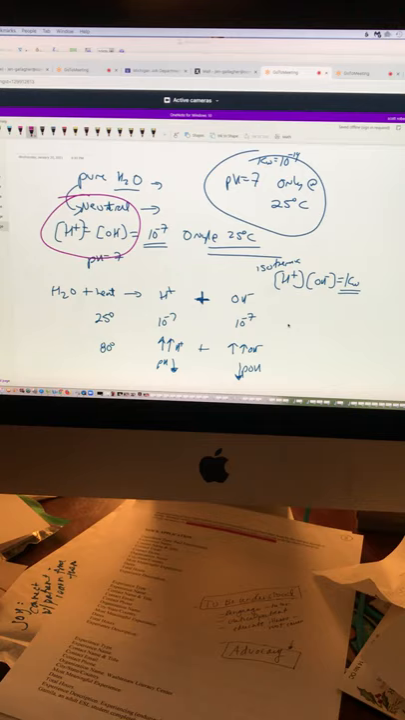Listen, pH 7 was neutral. When you heated it up to 80 degrees, did your H+ go up or down? It went up. So your pH went down. So what is the pH of water at 80 degrees? It's about 6.5. So if you have water at pH 6.5 at 80 degrees, it's neutral. Neutral meaning that H+ equals OH-. Do you have to memorize this number? No, you have to understand that it's not 7.